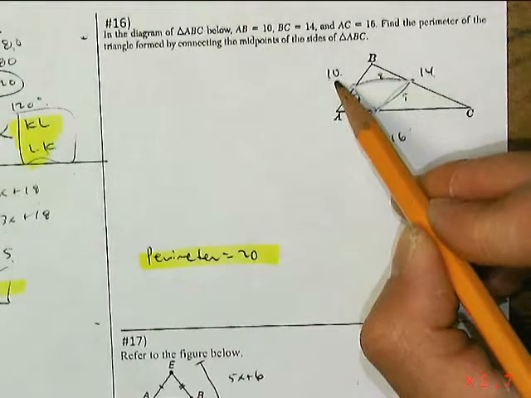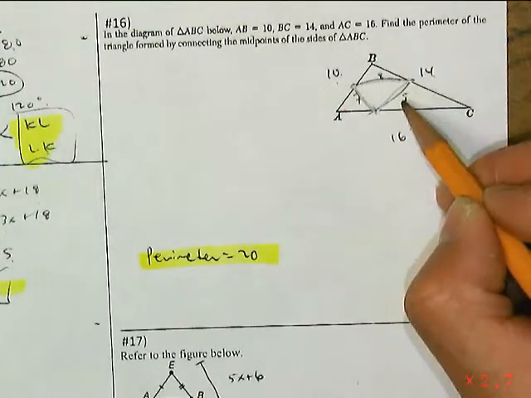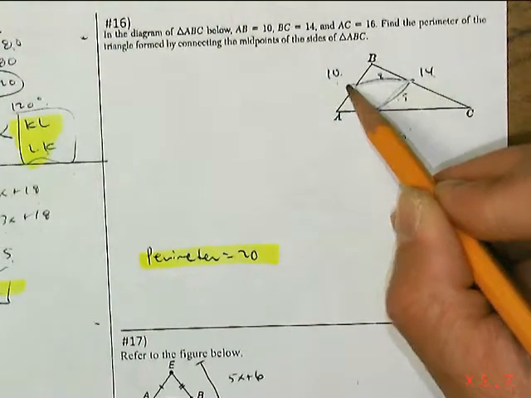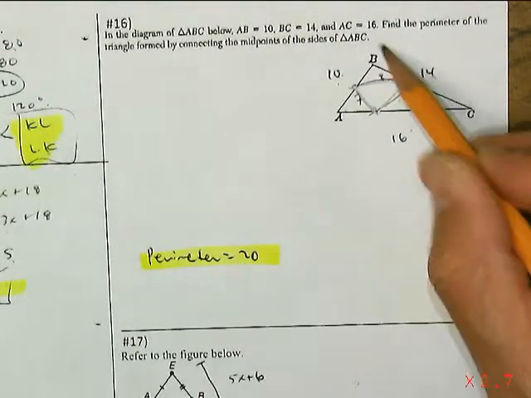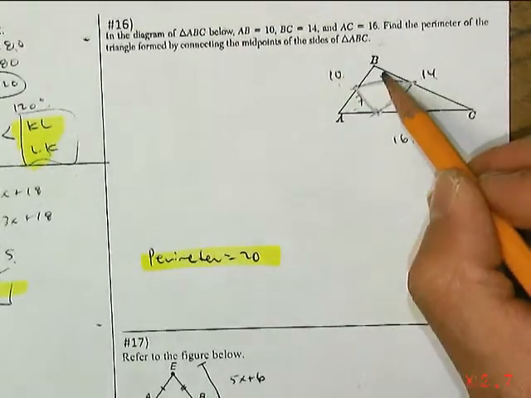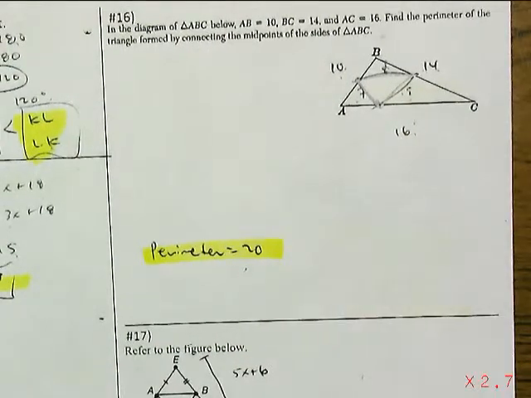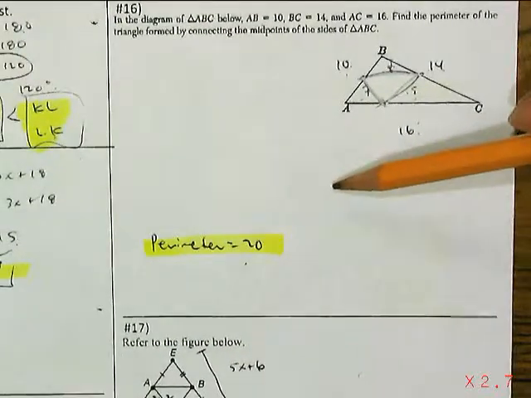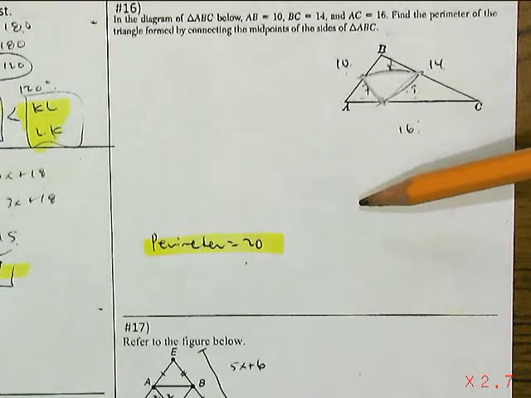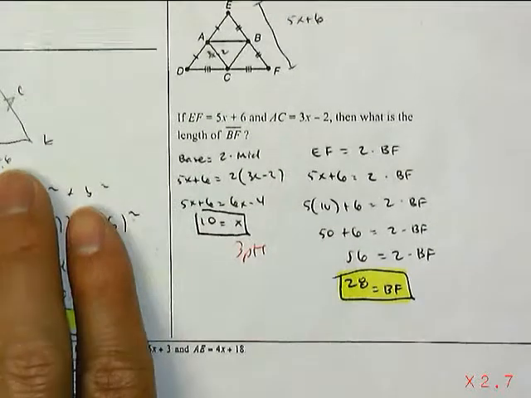Remember, the mid-segment is equal to half the base. So if this is 10, that's 5. This is 14, that's 7. This is 16, that's 8. And then 7 plus 5 plus 8 gives me a perimeter of 20. We had a more thorough explanation in last week's quiz correction video. And the last question, number 17.